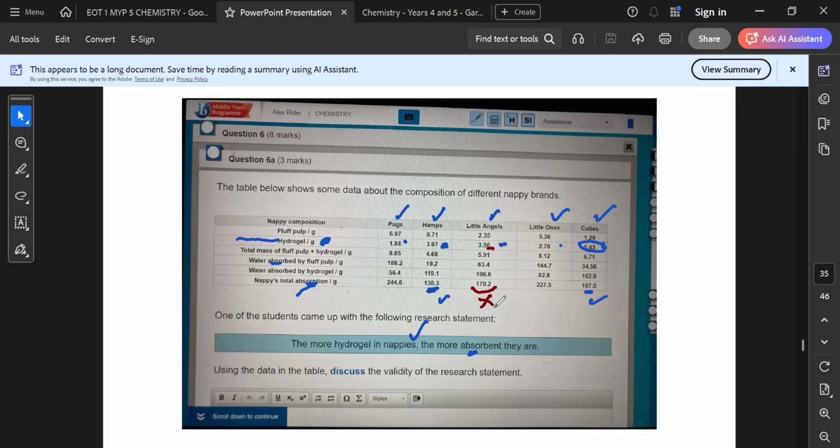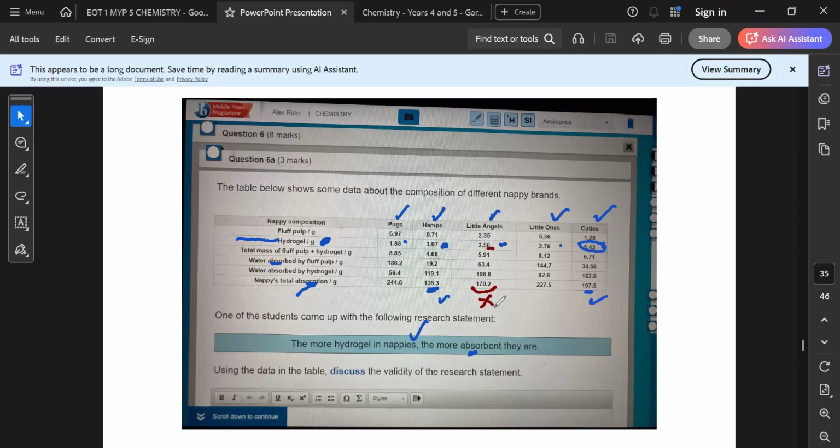So someone could say, in one way, the statement is valid because the cuties, which have a higher hydrogel mass than the humps, have a higher total absorption. Okay, that's true. However, the little angels that have a lower hydrogel have a higher water absorption, water or urine, than the other nappies. With all this now understood, let us make the final decision.